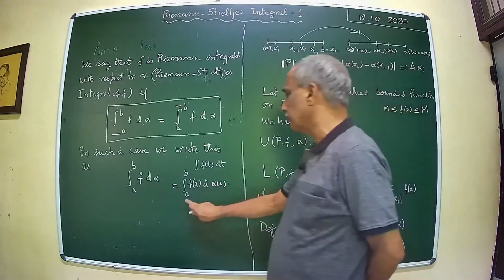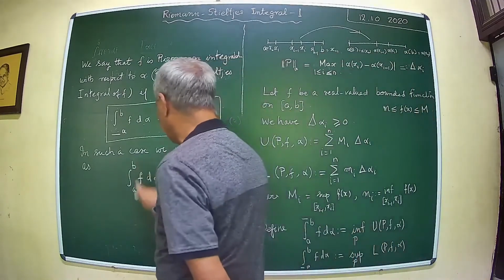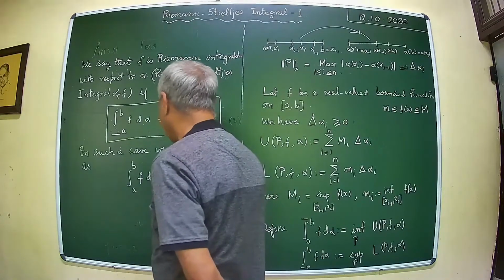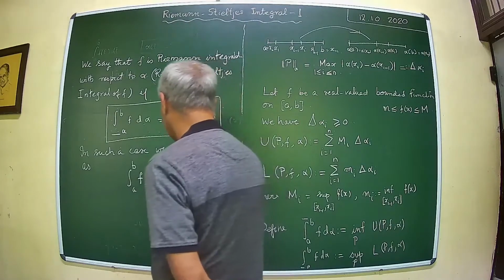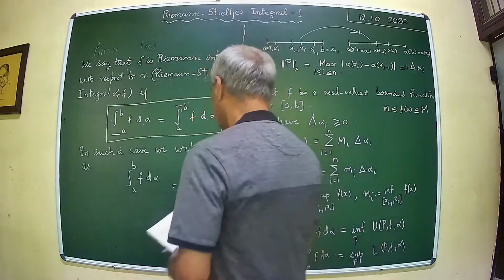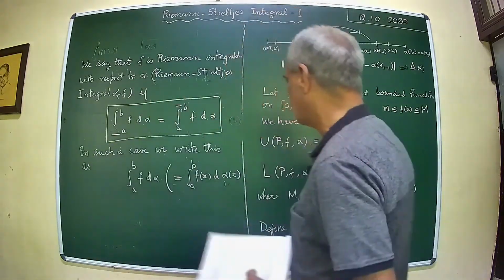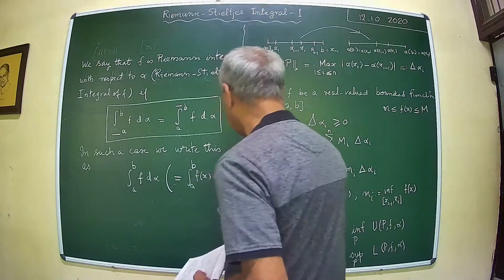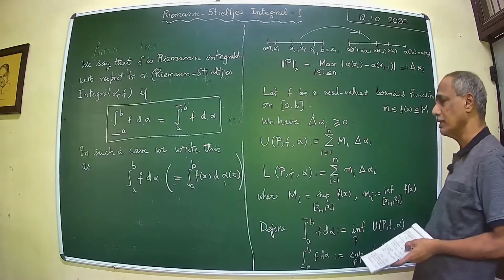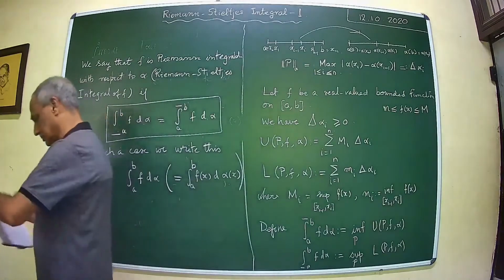This x varies between a and b. It's not that the alpha varies between a and b here. The meaning of this is that x varies over a and b, and then this is equal to this. So let us write it properly. Okay, this is what is called the Riemann-Stieltjes integral of f with respect to alpha, or simply the Riemann integral of f with respect to alpha, or the Riemann-Stieltjes integral.